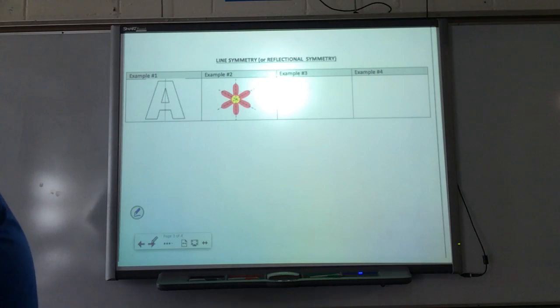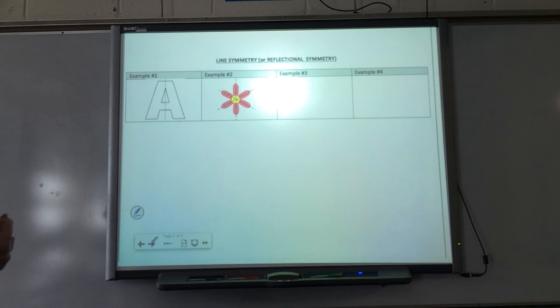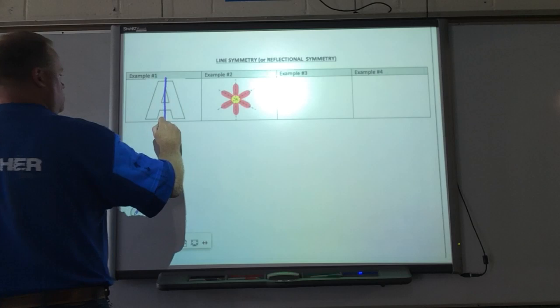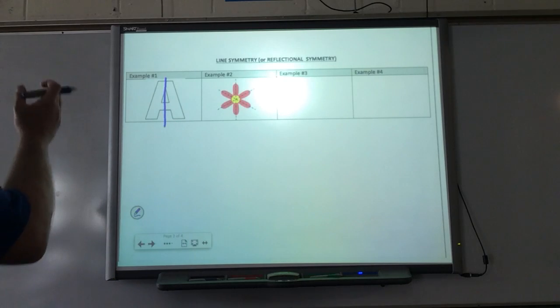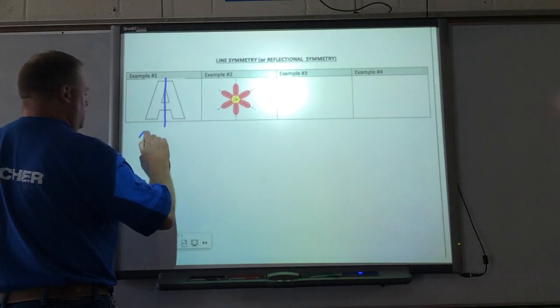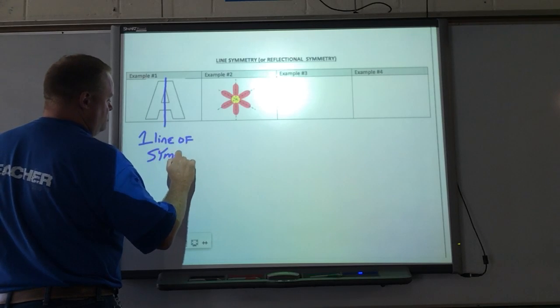So, some ideas of lines of symmetry. Notice in example 1, there is a line going through the capital letter A, and it's just one line, and it's the only one I can do. I can't go horizontal, I can only go vertical through A, because if I go horizontal, the bottom half is not going to match the top half. But if I literally cut that capital letter A exactly in half, I could fold it onto the other side, and it would be symmetric. So we would say that this has one line of symmetry, and there's only one line.